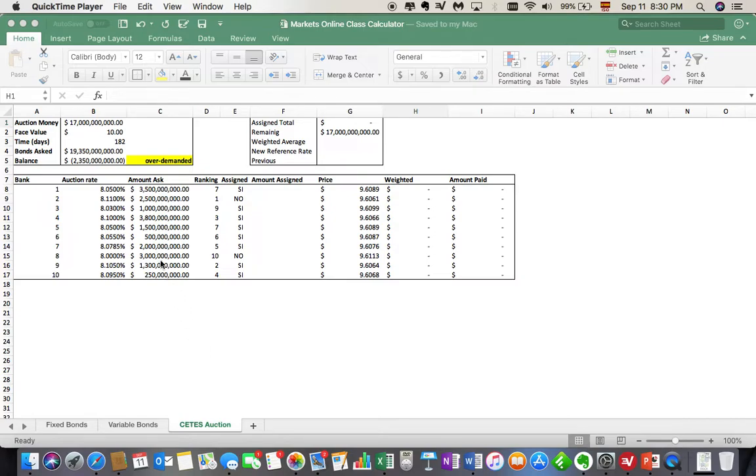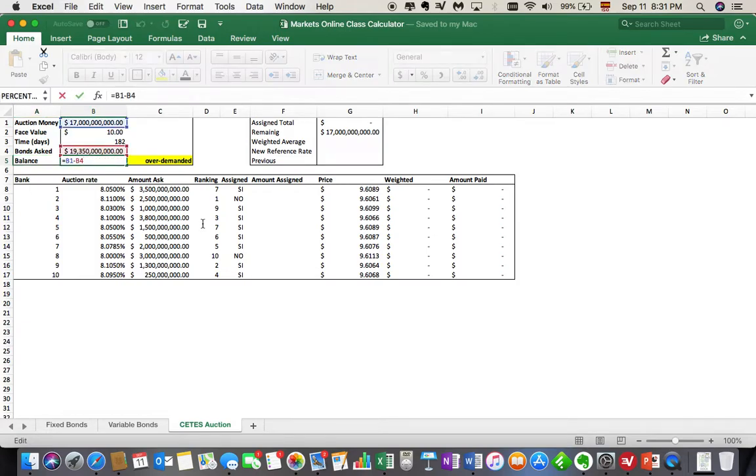Okay, so in this part I'm gonna build almost all the calculator with you, but you gotta start putting this data, auction money, and I'm gonna assume Banxico is gonna auction 17,000 million of CETES. You're gonna understand the process of it. So copy this information. The face value of a CETES is 10 pesos. Time in days, I'm gonna use the CETES of 182 days. And I'm gonna assume that all the banks asked for this money and this was the balance remaining.